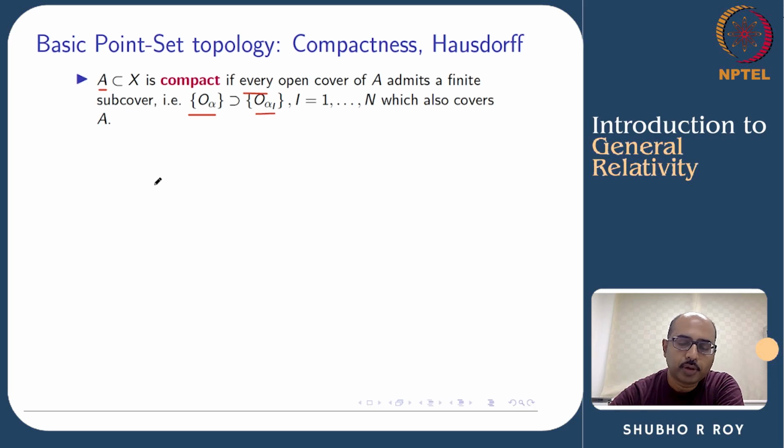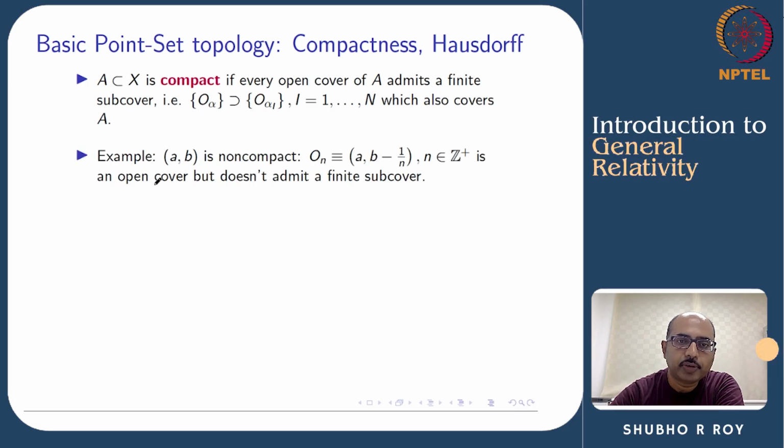Again, I will give some examples to substantiate this. Let's consider topology on the real line and this open interval, which is an open set, open interval A comma B. We can show that this is non-compact very easily. How? We just specify a cover which does not admit finite subcover. So actually this is a counter example because this is non-compact.